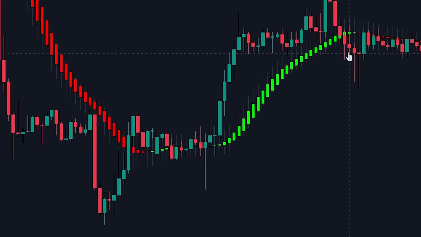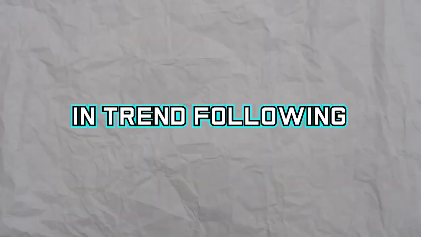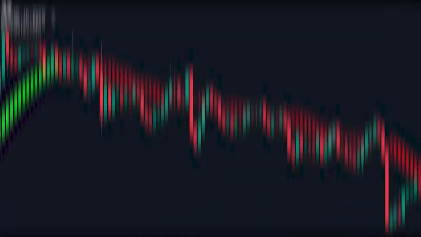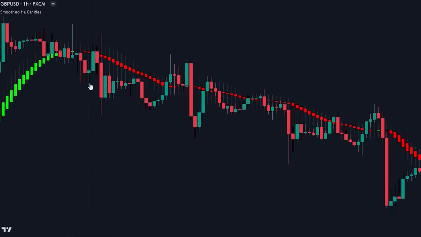As you can see here, the price crossed above the smooth candlesticks. This means that once the candlesticks turn green, there will be a high probability of the uptrend continuing. Besides trend reversal trading, the indicator can also be used in trend-following strategies. This is because the smooth candlesticks can act as dynamic support and resistance zones.